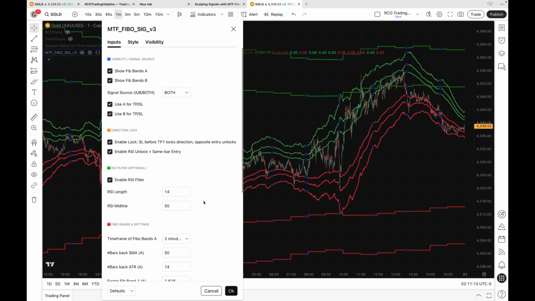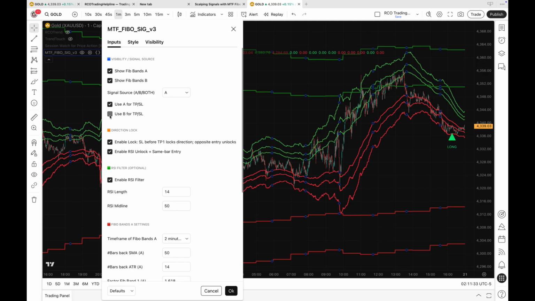There are two main ways to use this indicator. The first approach is using signals from both time frames. That means the lower time frame gives a signal and the higher time frame confirms the same direction. This approach is more conservative. You get fewer trades, but usually higher quality ones.